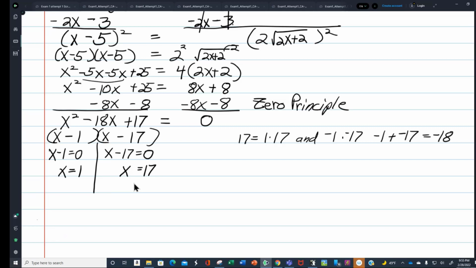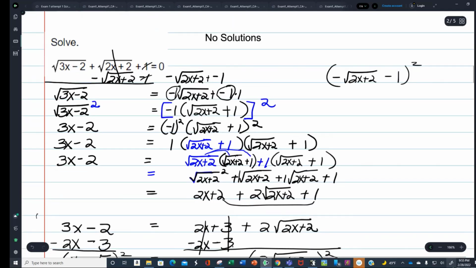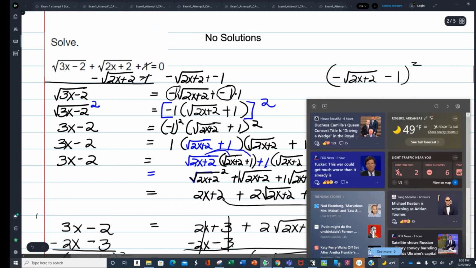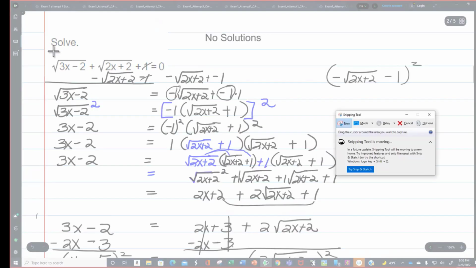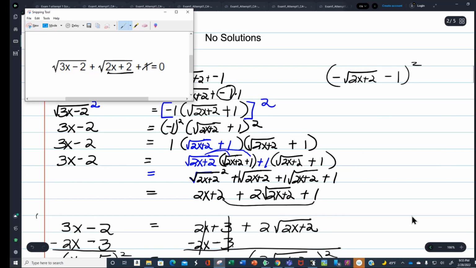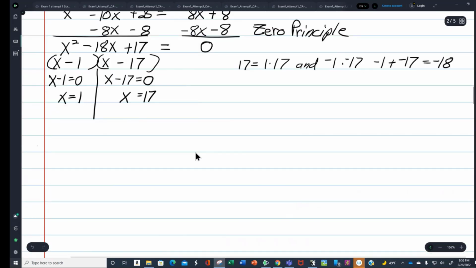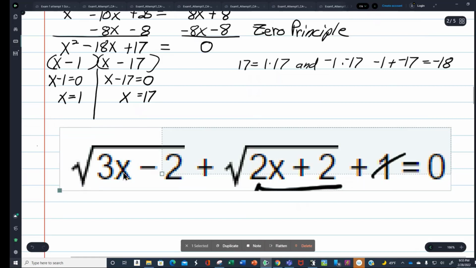Okay. So let me erase that. Here's the original equation, a giant equation.